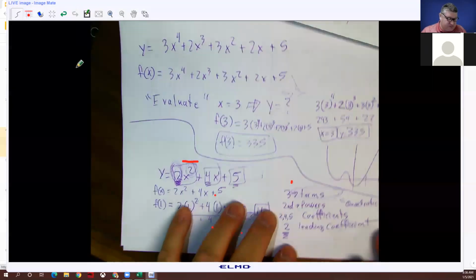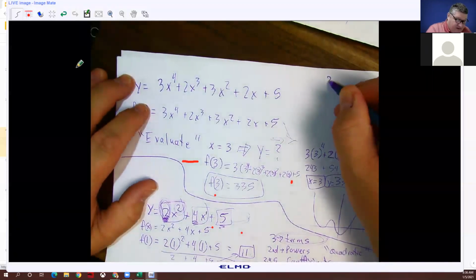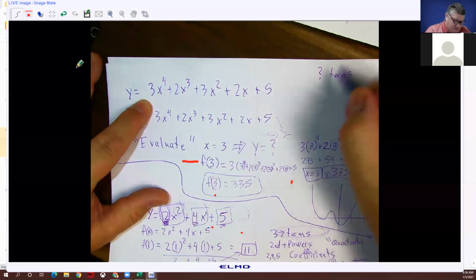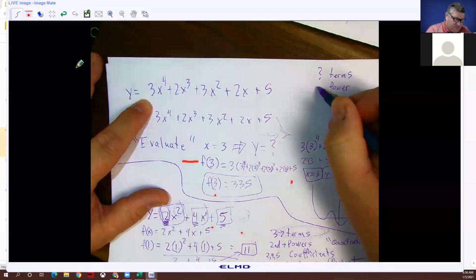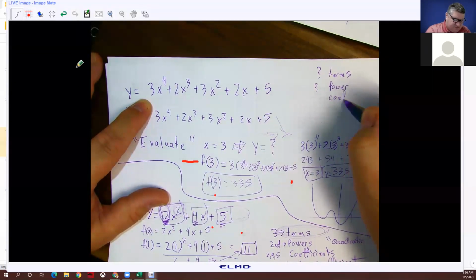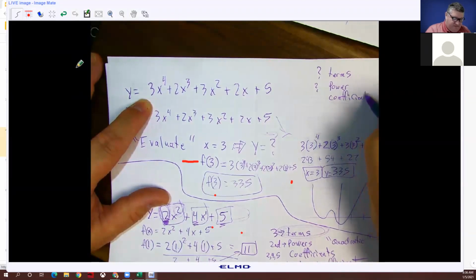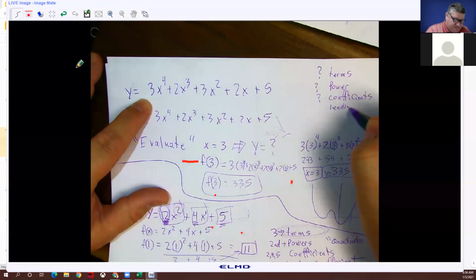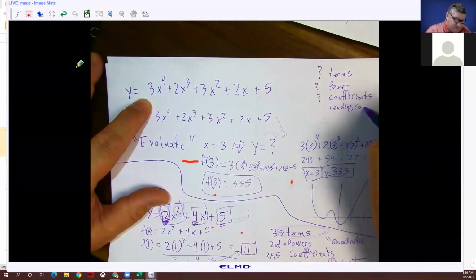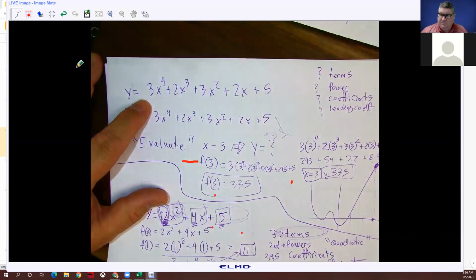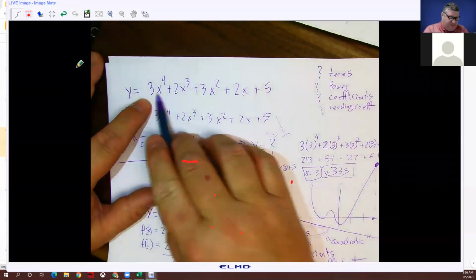Now, here's the question. I need to know how many terms are there in this equation right here? What is the power of this one right here? What are the coefficients of this right here? And what is the leading coefficient of this right here? So, in this particular case, how many terms?